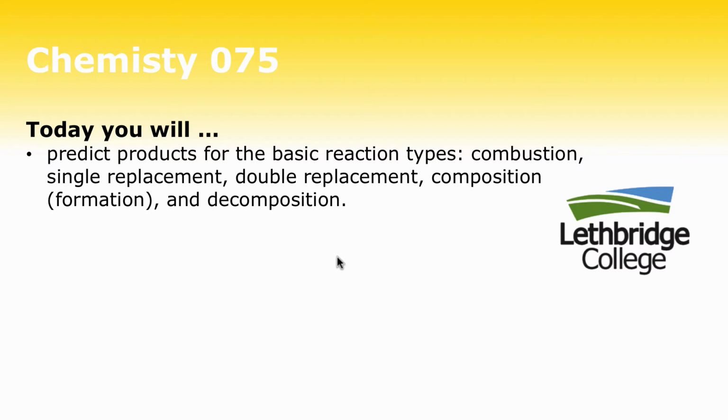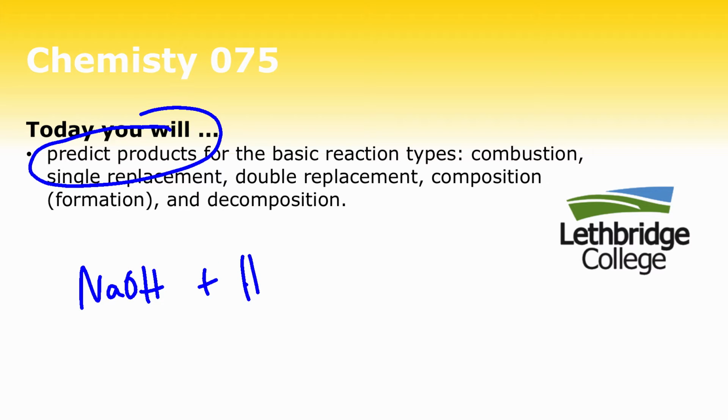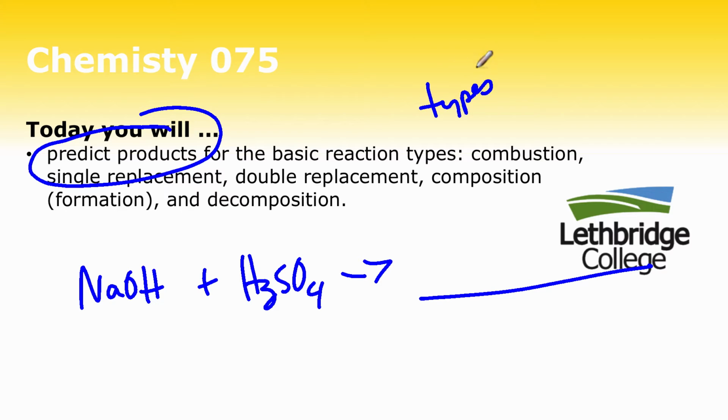In this video, we are going to be looking at predicting products for chemical reactions. That's our main thing. So if I say that I have sodium hydroxide and that reacts with sulfuric acid, my question is, what is going to be on this side? What will it produce? It turns out that in this section, we're going to look at 5, maybe 6 different types of chemical reactions. And if you can look at your reaction and figure out what type it is, then that'll help you predict what products you get.